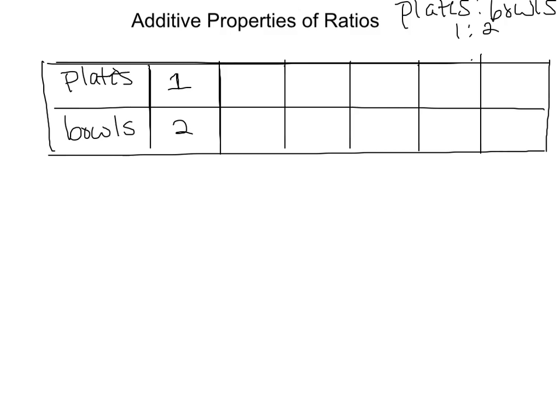So we know that our plate to bowl ratio is 1 to 2. So for every additional plate, I would have to add 2 additional bowls. So I could say that I'm going to add 1 more plate to get a total of 2 plates, but then I would have to add 2 more bowls to get a total of 4 bowls. If I wanted to add 1 more plate again, I would now have 3 plates, and I would have to add 2 more bowls to now have 6 bowls. And of course, you could do this over and over and over again.